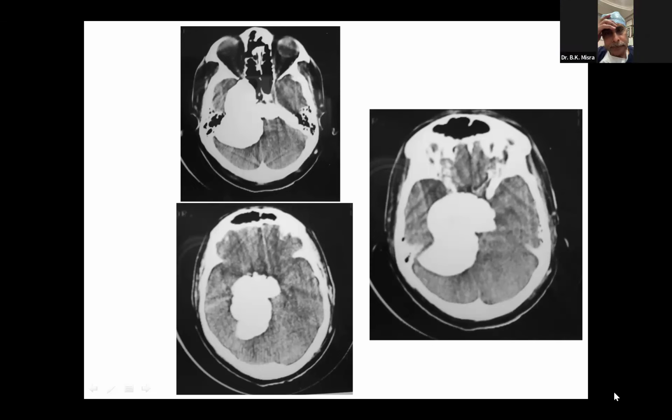This is the case which we had operated long back. I think Professor Suresh Nair will remember this patient. So, what approach to all the speakers? How can we approach this tumor? Very largely calcified tumor, extending from middle fossa to posterior fossa and quite superiorly also.